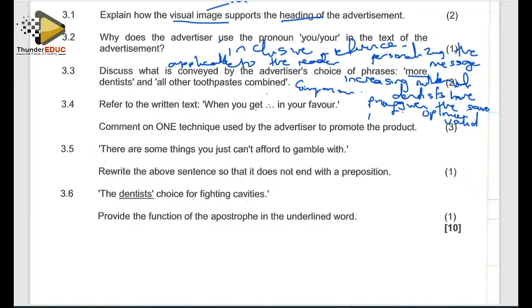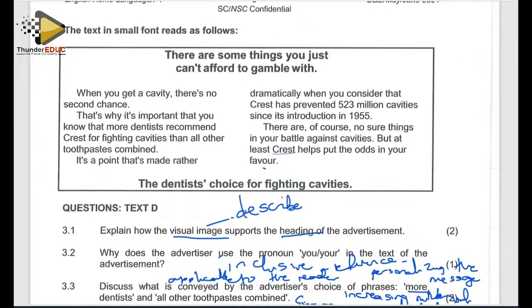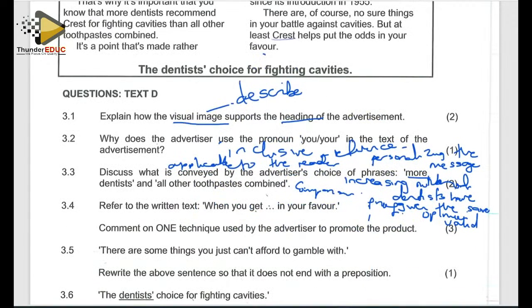So this is a diction question, and you must now comment on the two diction phrases that are used. More dentists must be commented on. All other toothpaste combined must be commented on as a way of making sure you understand the meaning of the two. As we say, this is proving that validation has been done and the proof is there. 3.4, refer to the written text. When you get, we go back a little bit, it says, when you get a cavity, there's no second chance. All right.